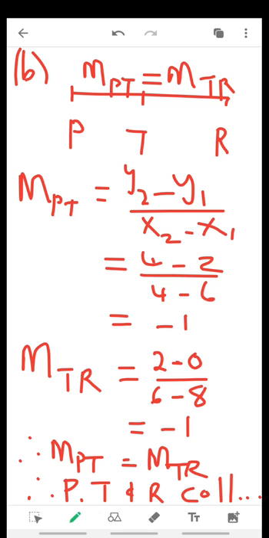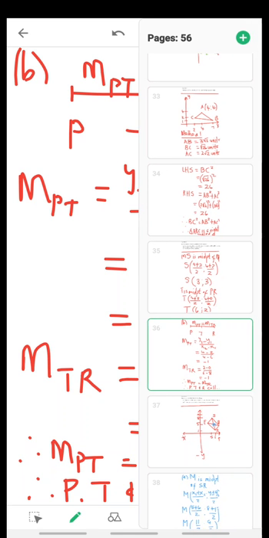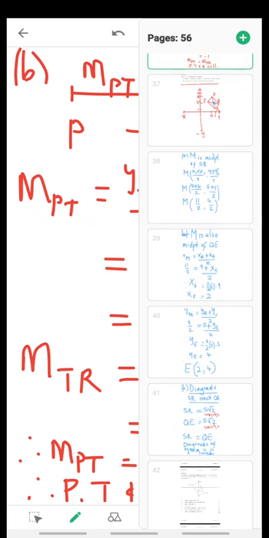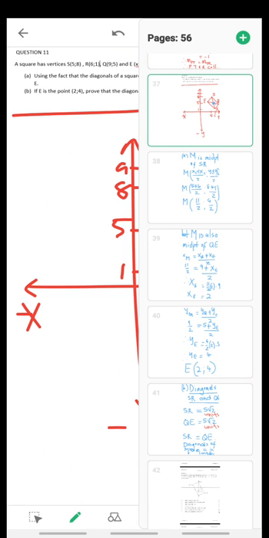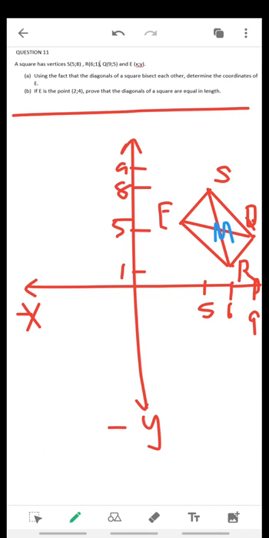Then I substituted the coordinates of P and T. Then I found that my gradient for PT was -1. Similarly, my gradient for TR was -1. So, since the two gradients are equal, what can you conclude? Collinear points. Therefore, P, T and R are collinear. Why? Because their gradients are equal: gradient of PT equals gradient of TR. Well done.